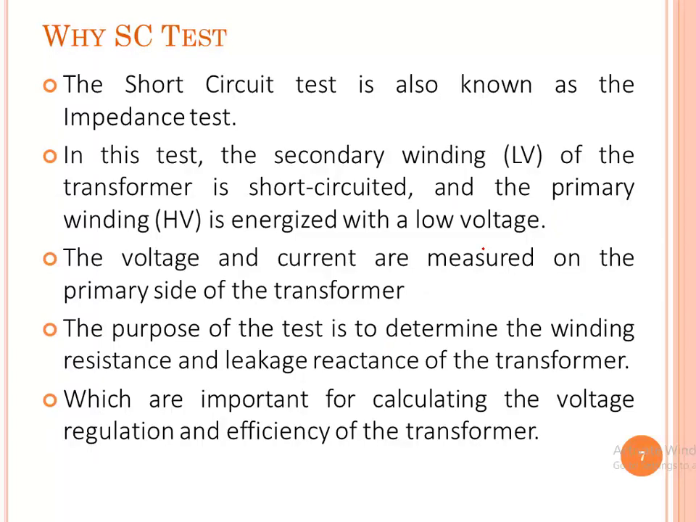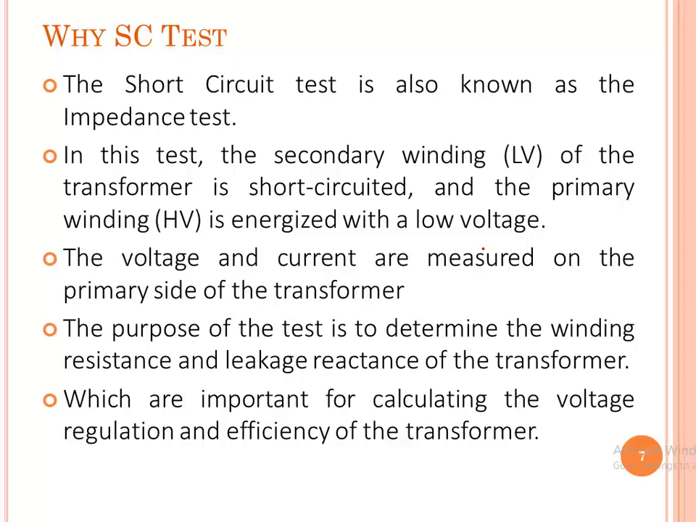Why is the SC test performed? The other name for the SC test is the impedance test. To perform the SC test, the LV winding is short circuited, that is secondary winding is short circuited, and the primary is energized with the low voltage. The voltage and currents are measured on the primary side of the transformer. This is common in both OC and SC tests.